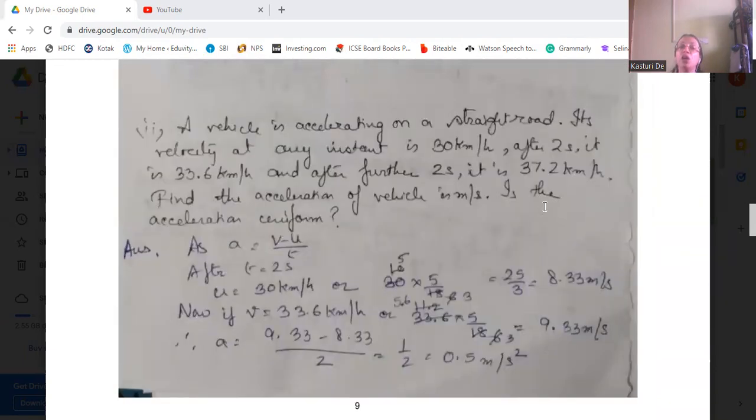Now, a vehicle is accelerating on a straight road. Its velocity at any instant is 30 kilometers per hour. After 2 seconds, it is 33.6 kilometers per hour, and after a further 2 seconds, it is 37.2 kilometers per hour. Find the acceleration of the vehicle in meter per second square, and check whether the acceleration is uniform. We need to find that out.